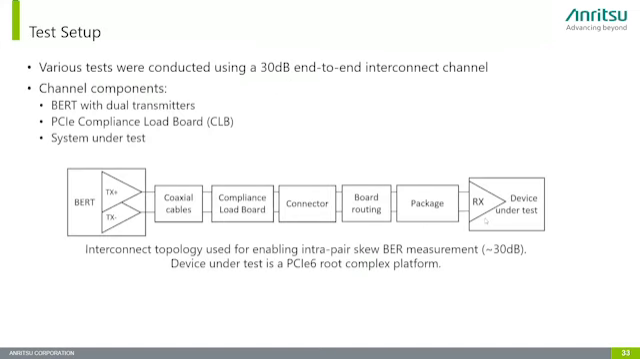Then this is a test example using a real DUT, a PCI-Gen 6 root complex, through 30 dB total loss. It generates a signal that goes to the receiver of the device under test, the DUT, loops back the signal, and goes back to the error detector.